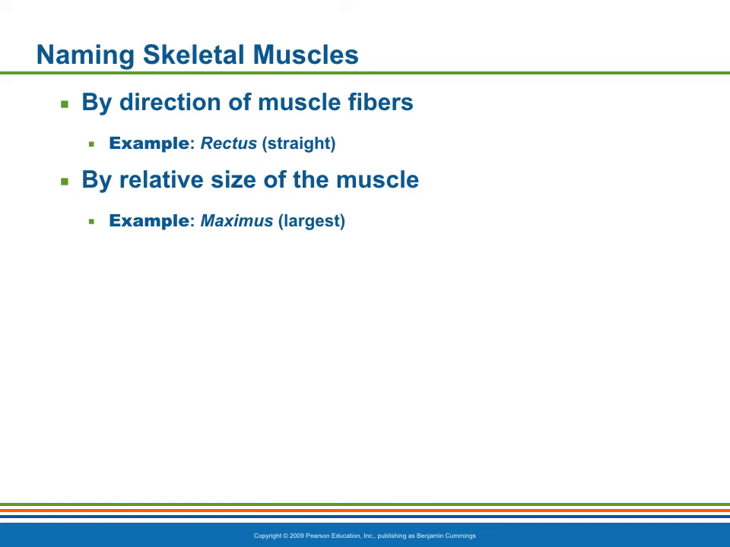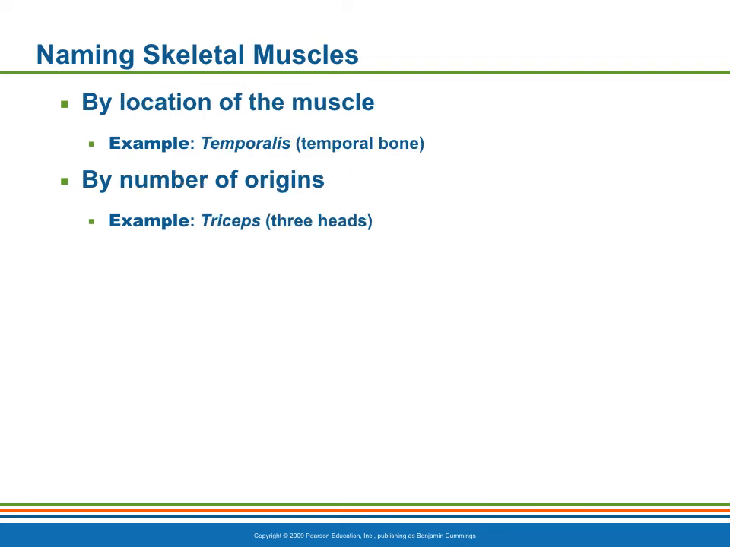Some terms, such as maximus meaning largest, minimus meaning smallest, and longus meaning long, are sometimes used in the names of muscles. For example, the gluteus maximus is the largest muscle of the gluteus muscle group. Some muscles are named for the bone with which they are associated. For example, the temporalis and the frontalis muscles overlie the temporal and frontal bones of the skull, respectively. When the term biceps, triceps, or quadriceps forms part of a muscle name, you can assume that the muscle has 2, 3, or 4 origins, respectively. For example, the biceps muscle of the arm has 2 heads, or origins, and the triceps muscle has 3.